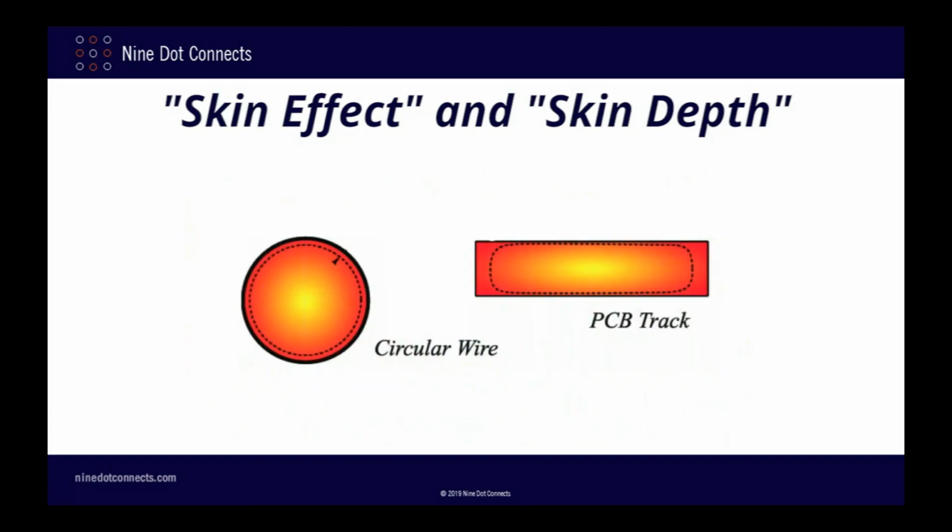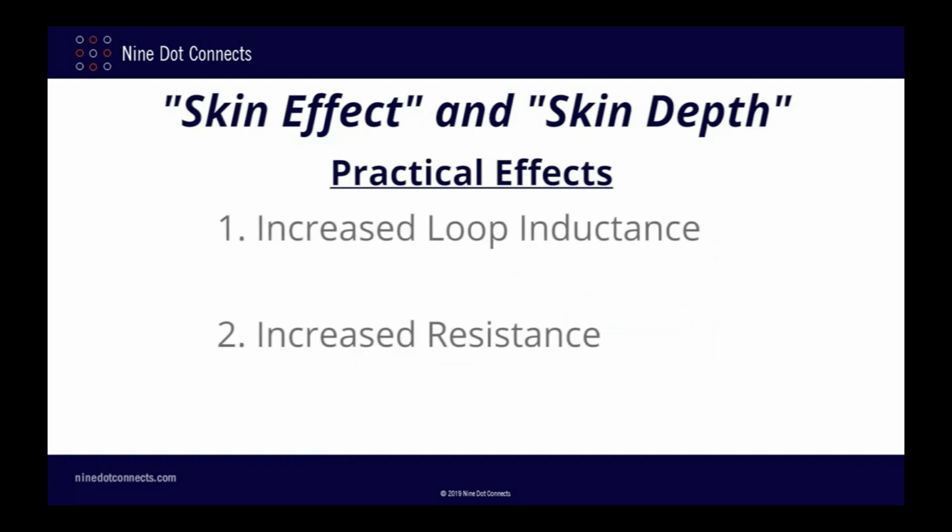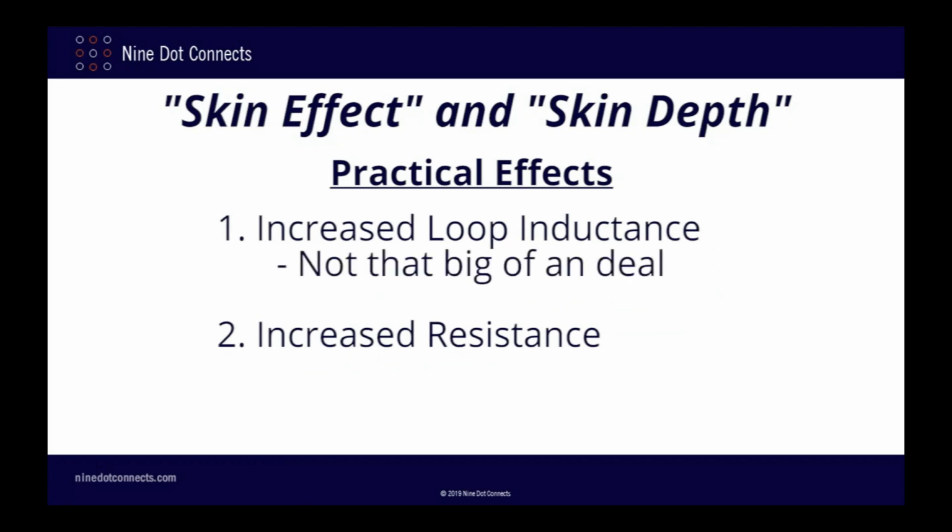As I'm sure you can imagine, the same effect applies to any shape of conductor, although the geometry of the skin depth will of course be different. But conceptually, the idea is the same for any shaped conductor, including the rectangle of a PCB trace. So how does this affect us directly? There are 2 main effects, increased trace resistance and increased loop inductance. Of the two, the loop inductance increase is small enough that it really doesn't cause much concern for us.